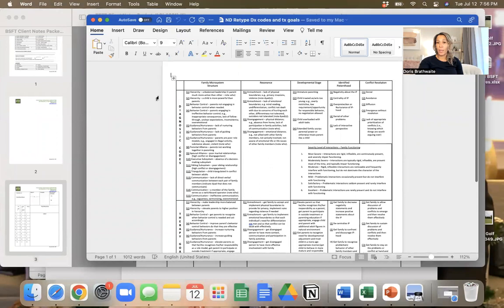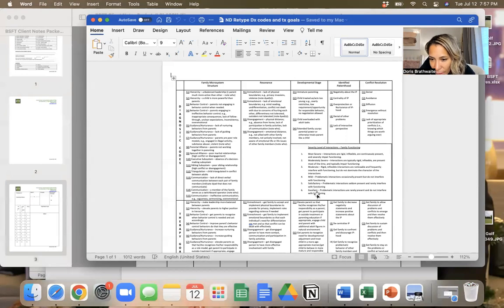The diagnostic codes are across the 5 domains, right? So the structure, the resonance, the developmental stage, the IP hood, and conflict resolution. Based on what you see in the first couple of sessions, each domain will be transferred to your weekly case summary. Your level of severity is directly correlated to how severe the hierarchy is with this particular family. How severe is the enmeshment with this particular family? Is it most severe, moderate?